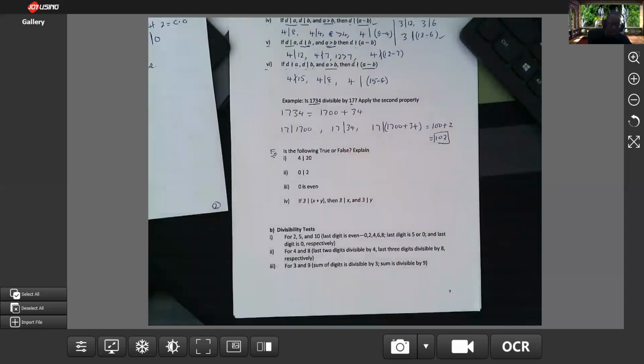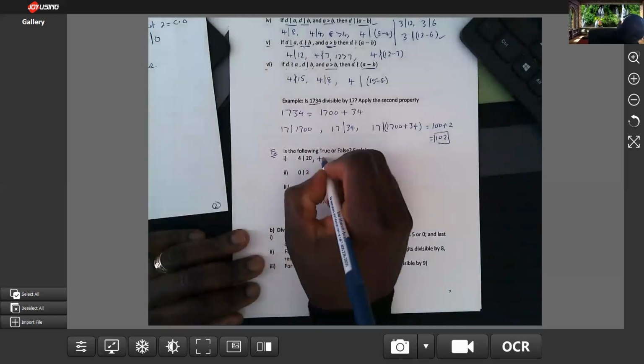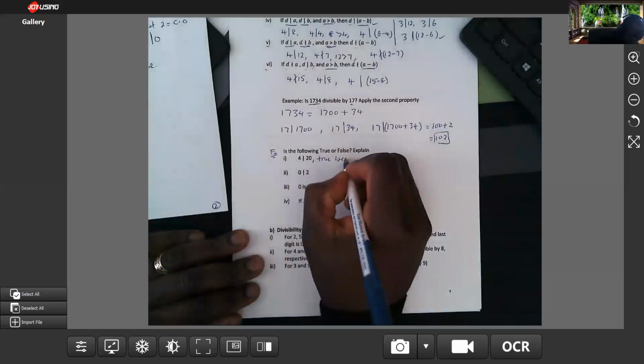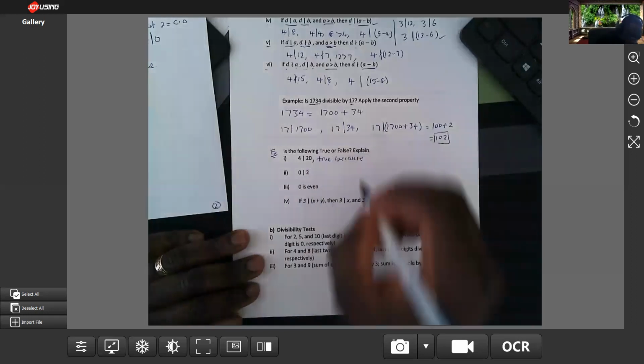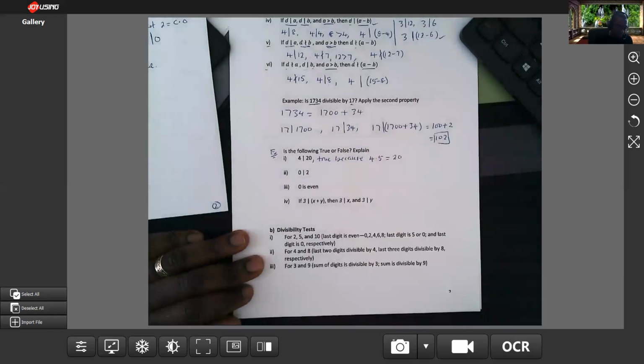Now, the other example looks at whether the following are true or false, and can we explain why? Okay, does 4 divide 20? We know this is true, right? This is true. Why? Because 4 times 5 is equal to 20.